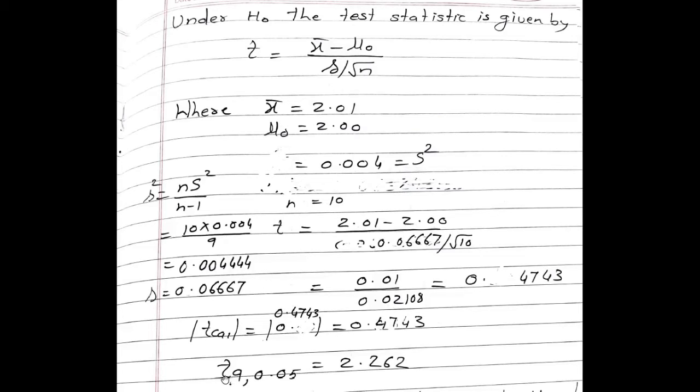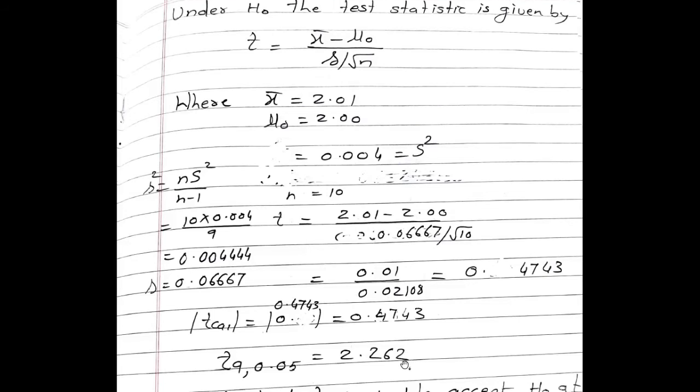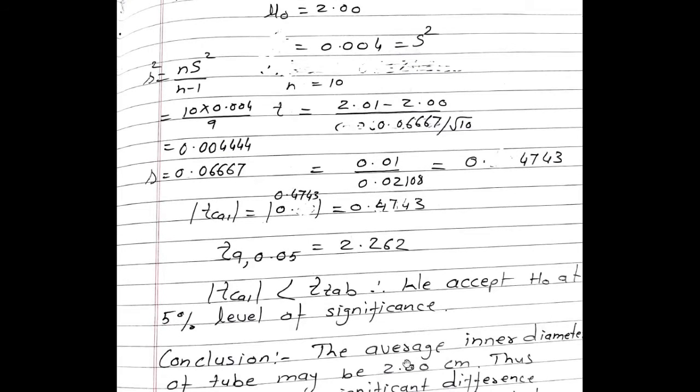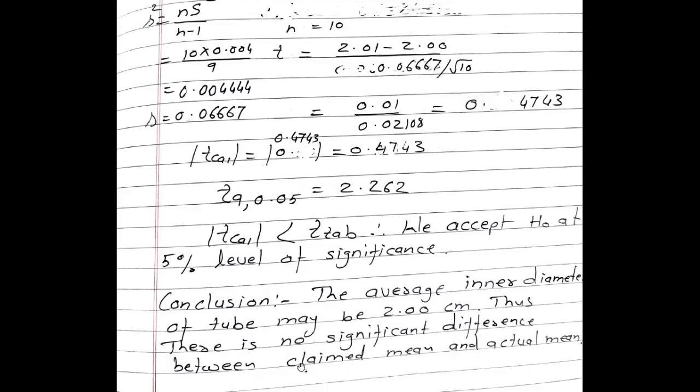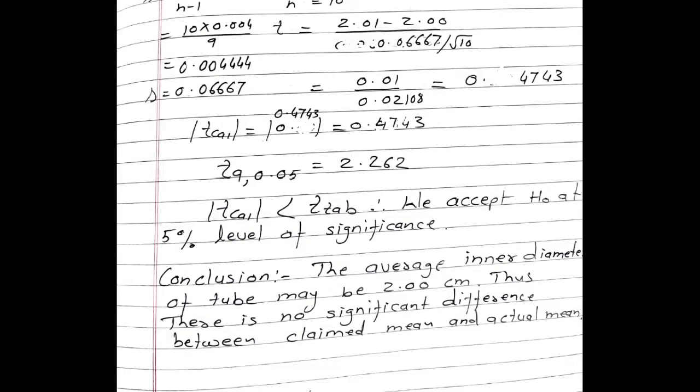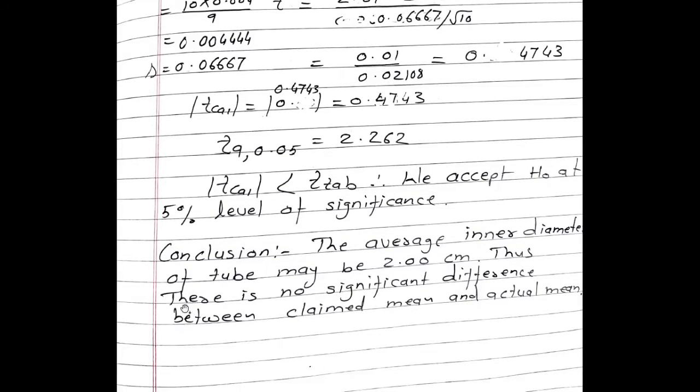T table value for 9 degrees of freedom and 5% level of significance is 2.262. So we can say that mod T calculated is less than T tabulated. Therefore, we accept H naught at 5% level of significance. The conclusion in words: the average inner diameter of the tube may be 2 centimeter. Thus, there is no significant difference between claimed mean and actual mean.